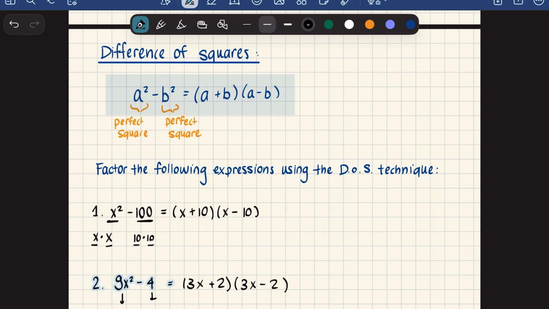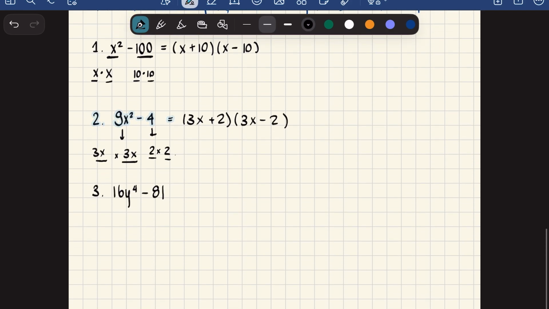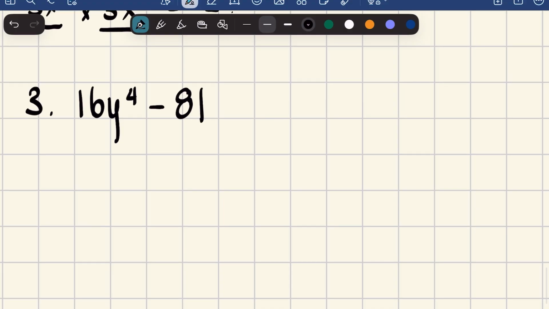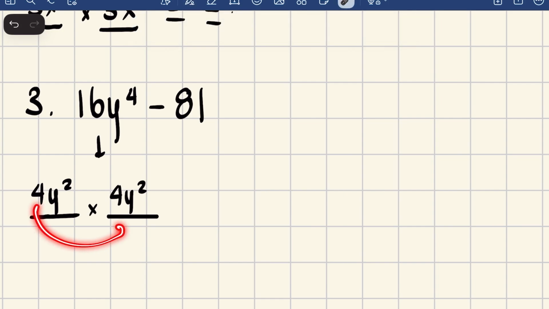Moving on to our final example, which is a little bit more difficult, we have 16y to the power of 4 minus 81. The same idea holds. What two identical values, when multiplied, yield 16y to the 4? Again, this consists of taking the square root of 16y to the 4. When we do so, we get 4y squared times 4y squared. Why? Because 4 times 4 is 16. y squared times y squared is y to the 4.